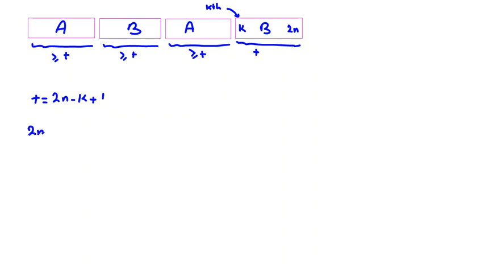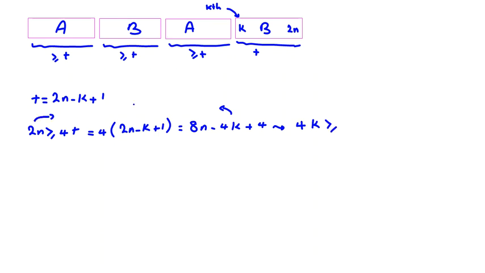And 2n is at least what? 2n is at least 4t. T was what? Was 4, 2n minus k plus 1. So it will be what? If we expand this, it will be 8n minus 4k plus 4. Now we want to find k, so we take negative 4k to the left hand side, 4k greater than equal, take 2n to right hand side, 8n minus 2n is 6n plus 4. Now we divide both sides by 4 to see k is at least what?